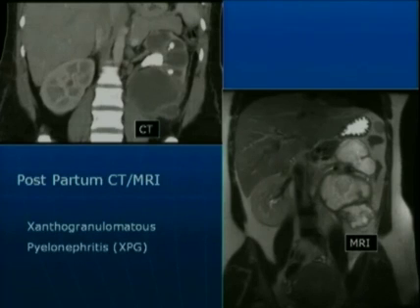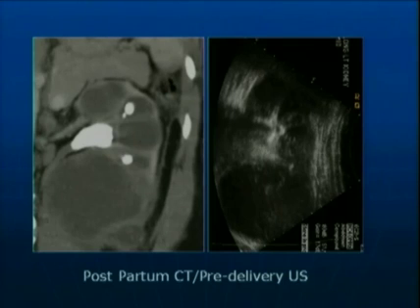She was delivered virtually at 37 weeks when we discovered this. But look at how really nice the ultrasound correlates with the CT. So this is the pre-delivery ultrasound and the post-delivery reconstructed CT. You can see how nice they are, and they almost look exactly the same here.